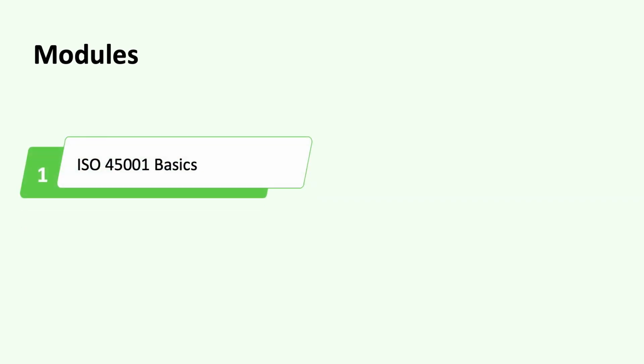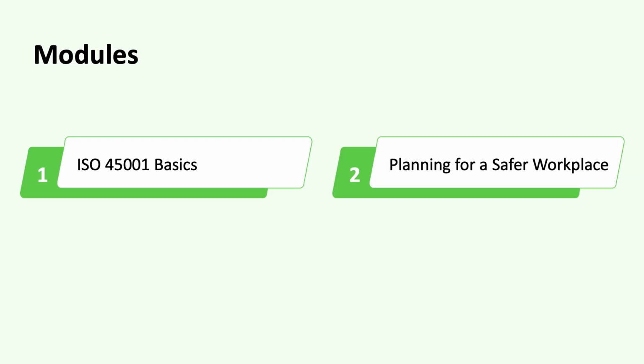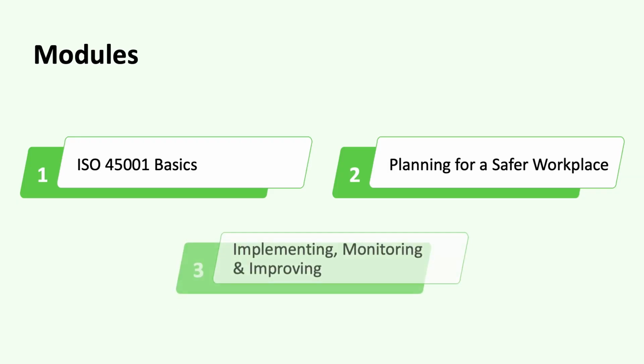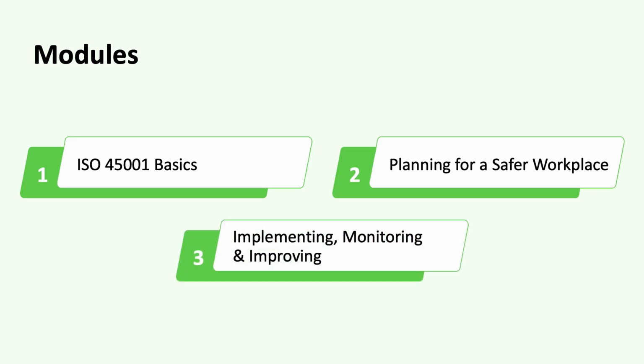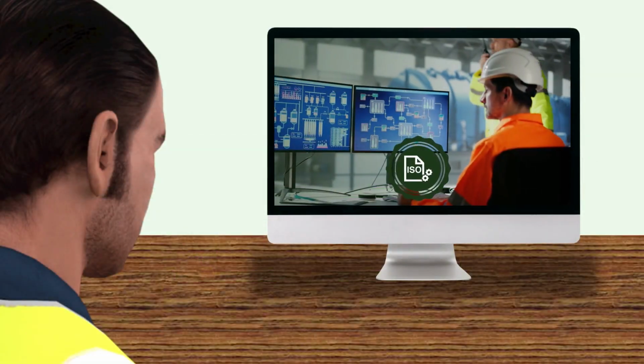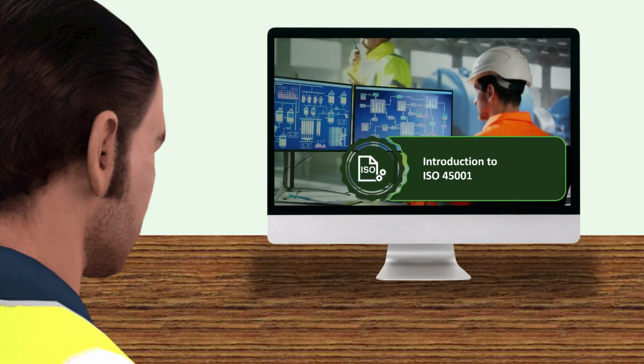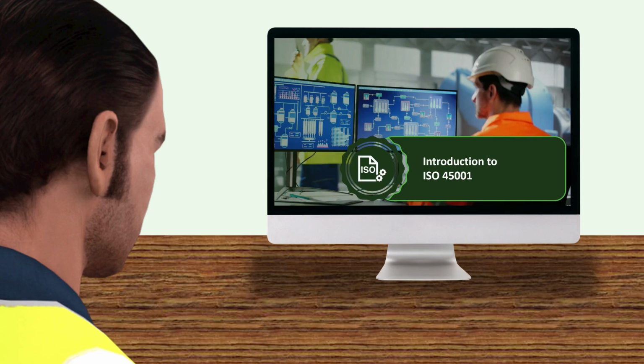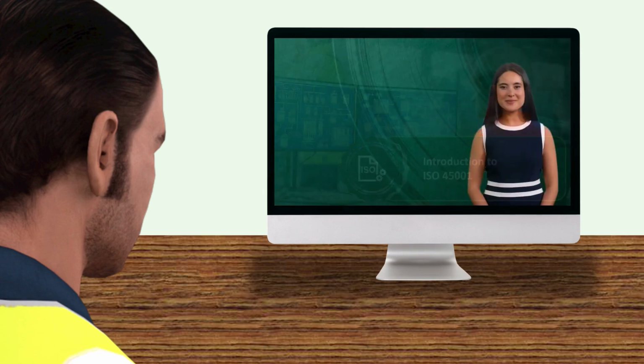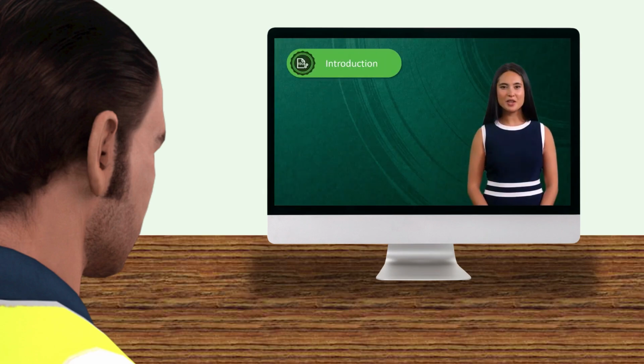This course is divided up into 3 modules to facilitate easier learning. Module 1, ISO 45001 Basics. Module 2, Planning for a Safer Workplace. And Module 3, Implementing, Monitoring and Improving. With each of these modules you will find an interactive summary giving an overview of the subject. The e-learning program also tests your knowledge as you progress, both within the program and at the end.